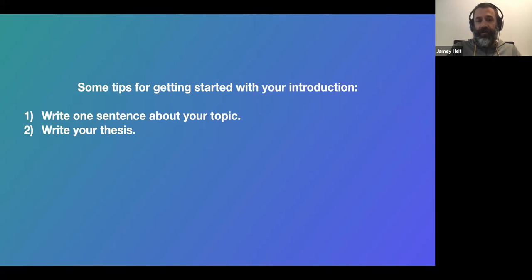And obviously, once you've put these two sentences to paper, you've typed them up, stop and ask that question. Is there a clear connection between these two sentences? If the answer to that is yes, you've got the framework for a good introduction. You just need to fill out that background information.